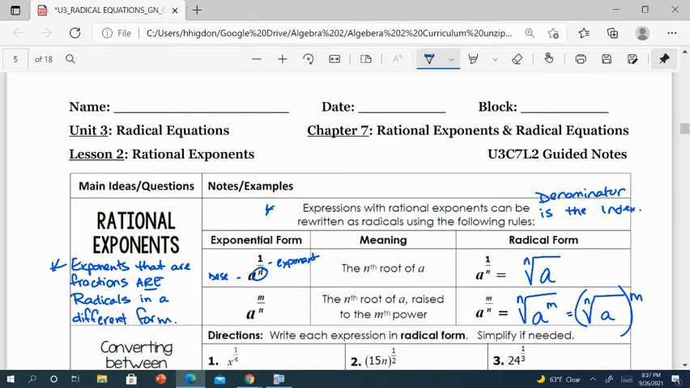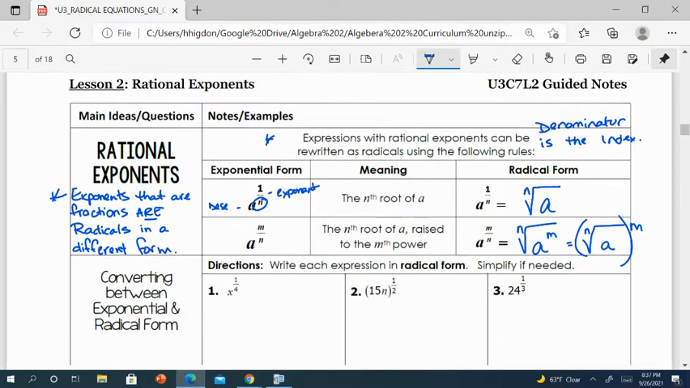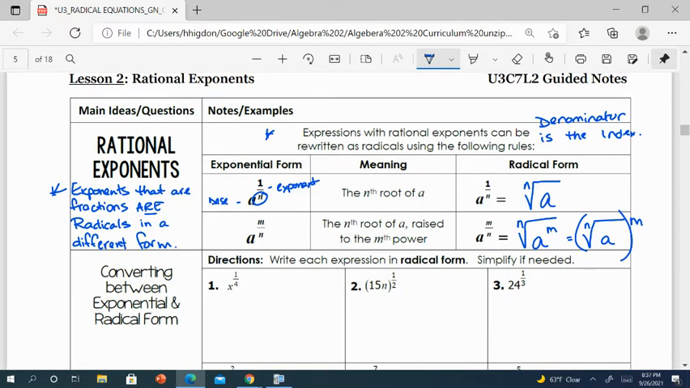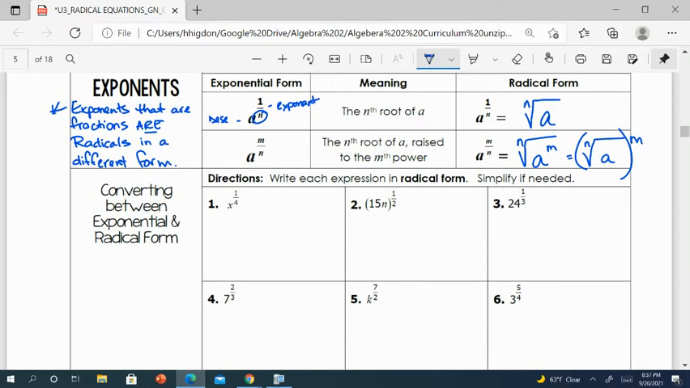The denominator is the index on the radical, okay? So look at this next one, a to the m over n. A, again, is my base, and it's going to belong under the radical. The denominator is going to be the index, and then there's an m here. The nth root of a raised to the mth power can be rewritten in two different ways. Again, the denominator is still the index of the radical. The base still goes under the radical, but the numerator becomes the exponent either on the a or on the whole radical itself. So let's look at some examples here.